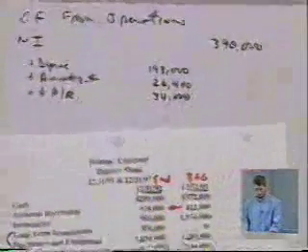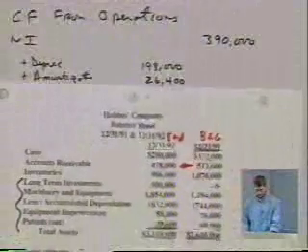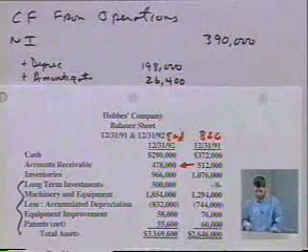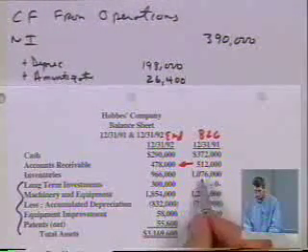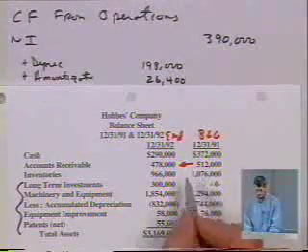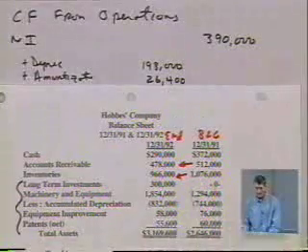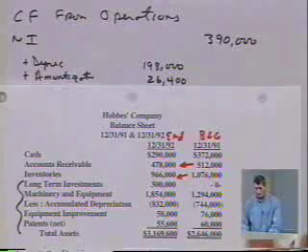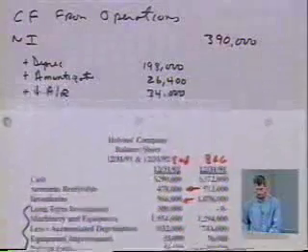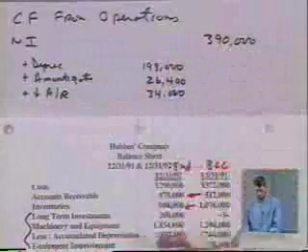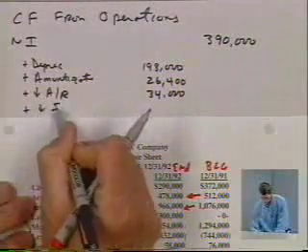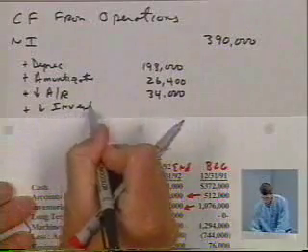Next, we look at inventories. Inventories, again, also decreased from 1,076 down to 966, which is a difference of $110,000. So on our cash flow from operations section, we add the decrease in inventories of 110.